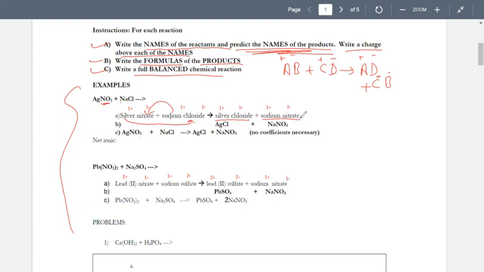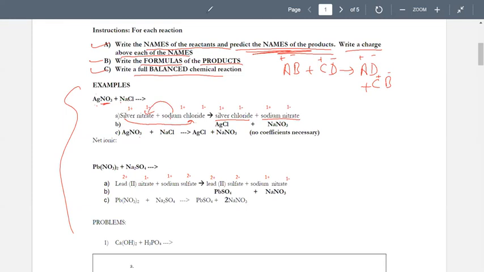So once you know the name, then you can easily write a chemical formula. Before you write a chemical formula, what do you need to know? You need to know how to find the charges. For silver, you can go back to the periodic table and look at the charge. Silver has a +1 charge. Nitrate is a polyatomic ion, and you can look at the polyatomic ion chart. It has a 1 negative charge.